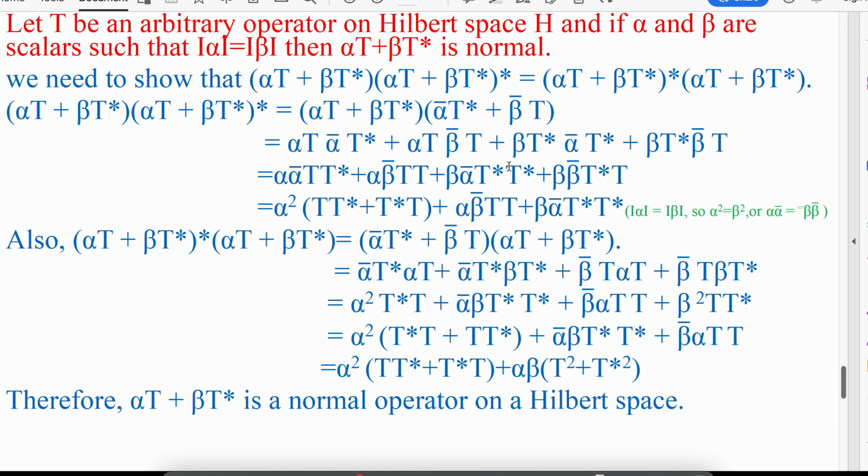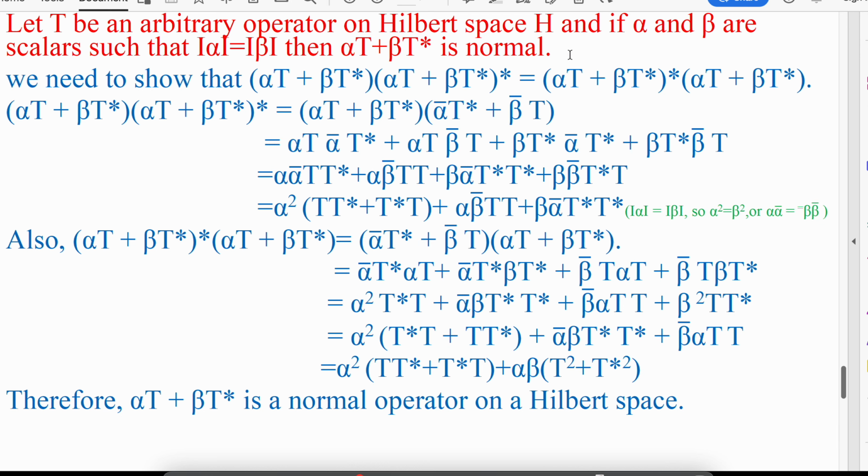Now this is one more result. Although this result is from the previous lecture, it was left by mistake, so I have included it here. Suppose T is an arbitrary operator on a Hilbert space H, and alpha and beta are scalars such that modulus of alpha is equal to modulus of beta, then alpha T plus beta T star is normal.